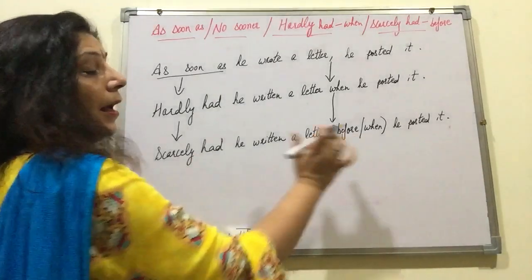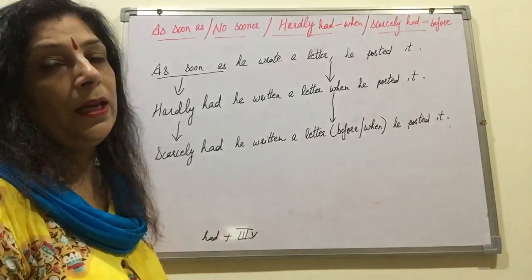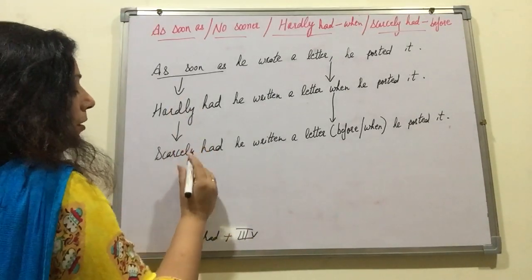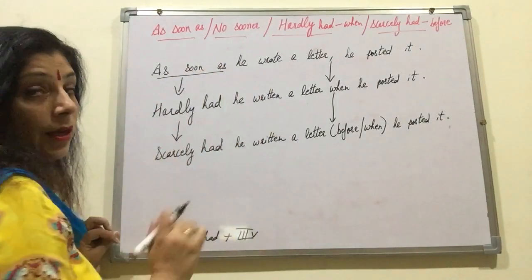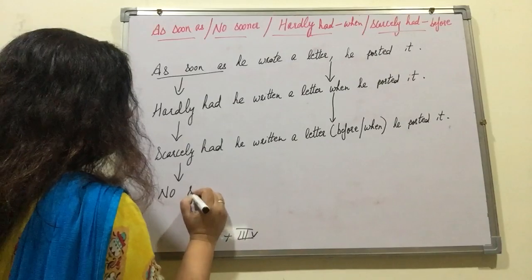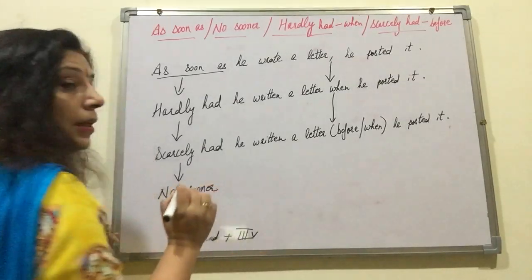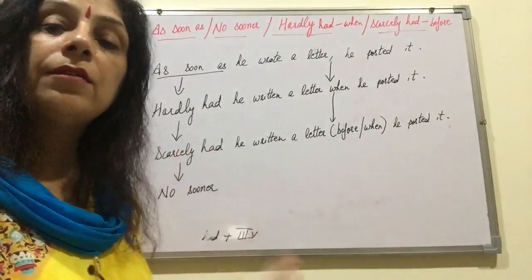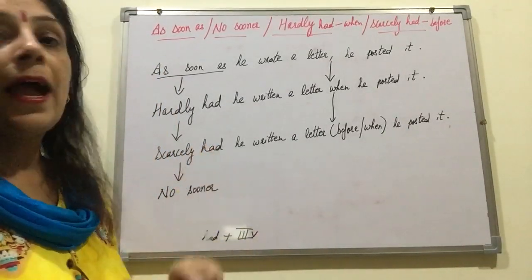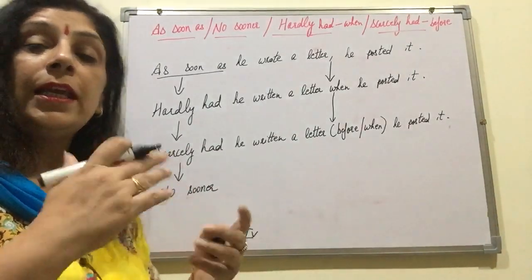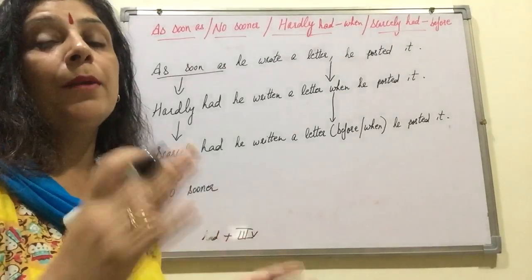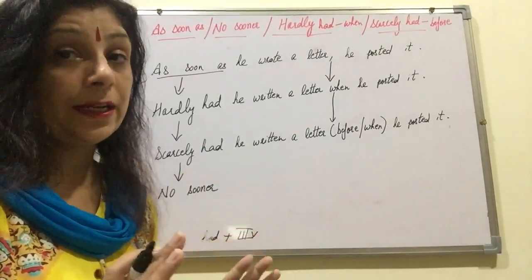Scarcely had, and before or when, any word in the center. Now supposing I ask you to change the sentence into no sooner. I have already taught you that rule. You can do that also. No sooner did, I told you, you can make it with the word did. But the word had is given in the sentence, so you can even make it with the word had. You can make it with did or with had. Both the formations are correct.